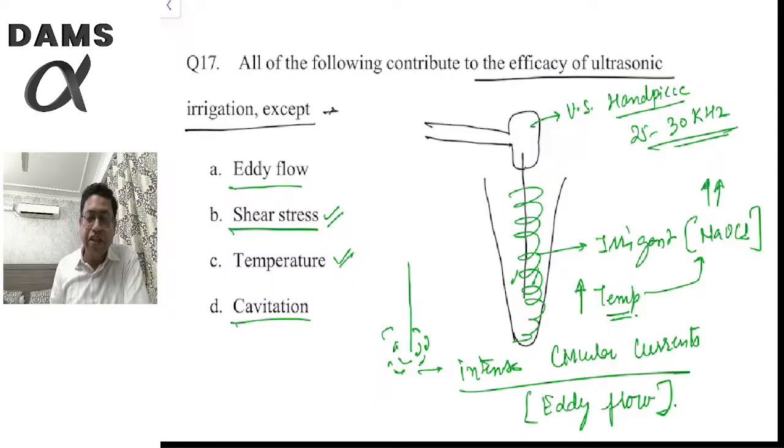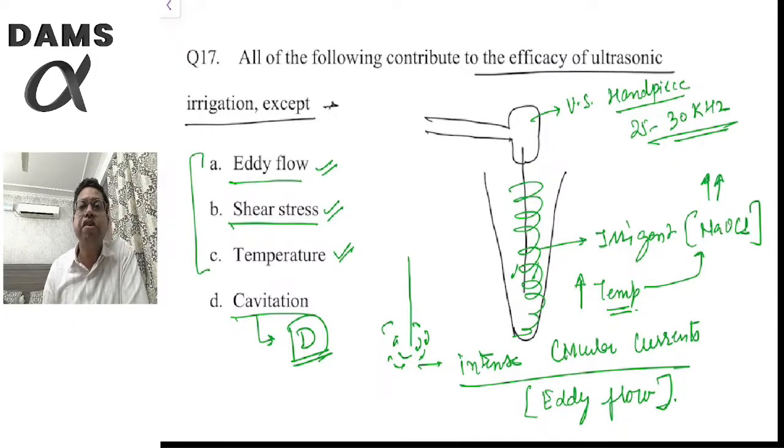So the phenomenon of cavitation may be there, but its efficacy in removing the debris from the root canal is not proven. So D would be the most suitable answer. All of them, A, B, and C, contribute to the efficacy of ultrasonic irrigation. Cavitation, I am not saying does not occur, but the evidence that it contributes to increasing the efficiency of irrigation is not conclusive. So it is least likely to contribute to the cleaning efficacy. Option D would be the answer.